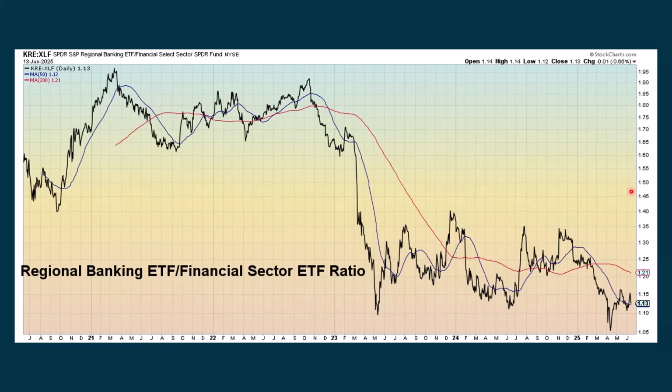And I've been showing that in the daily videos, and I also went through it in the intermarket analysis video. This is a different variation where we look at regional banks, which are smaller, and we compare it to how is the financial sector doing. Not really much of a change here. Still in an overall downtrend.